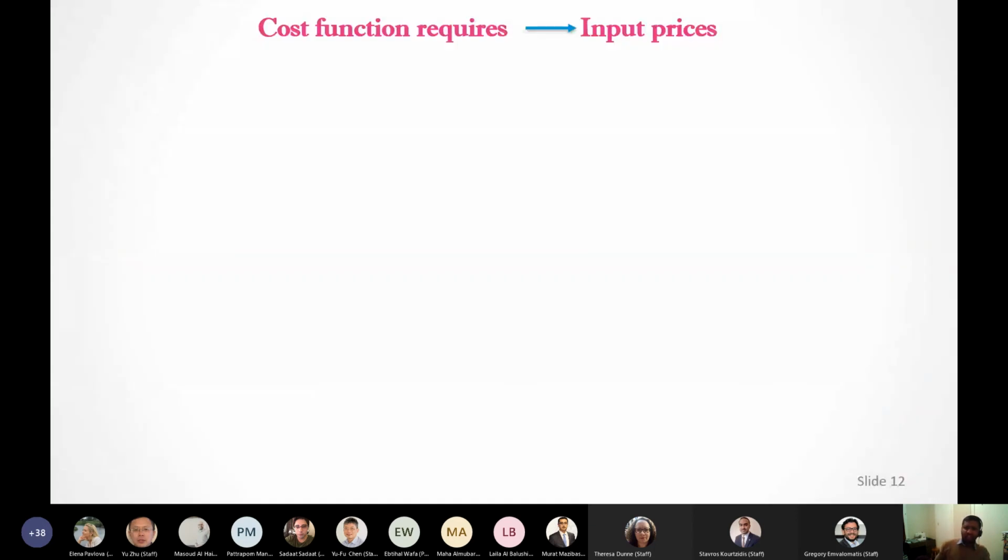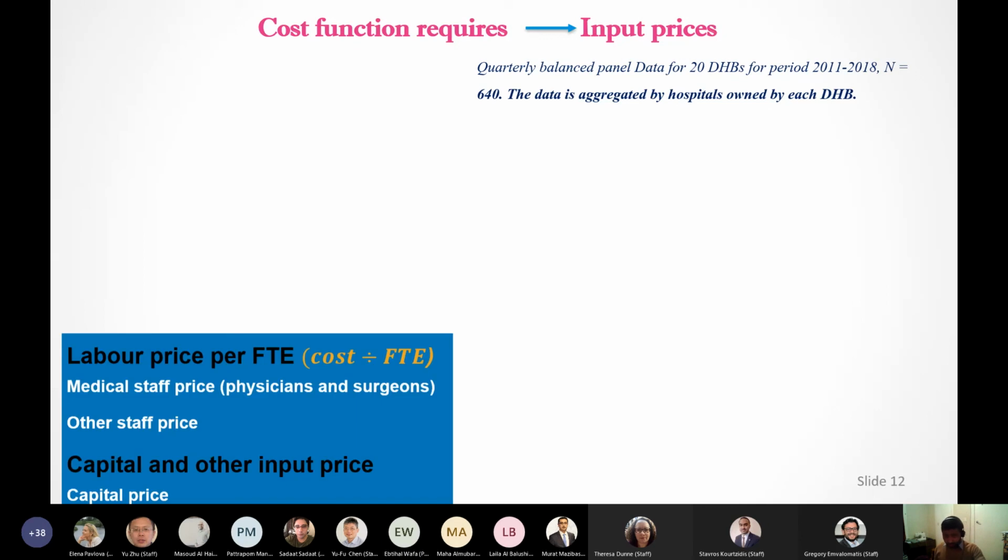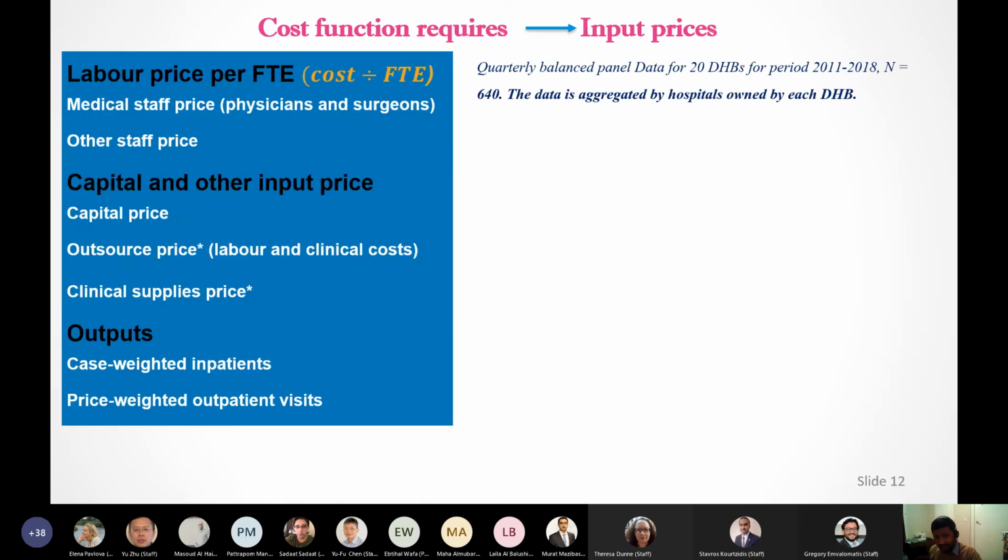So a cost function requires input prices. If you remember my first couple of slides, we talked about that function. So we need to know what the input prices are. Then we can say that, given these input prices, are the district health boards using the minimum input prices to provide that service? So that's what the data is. I got quarterly data for 20 district health boards from the period 2011 to 2018. That gives about 640 observations.